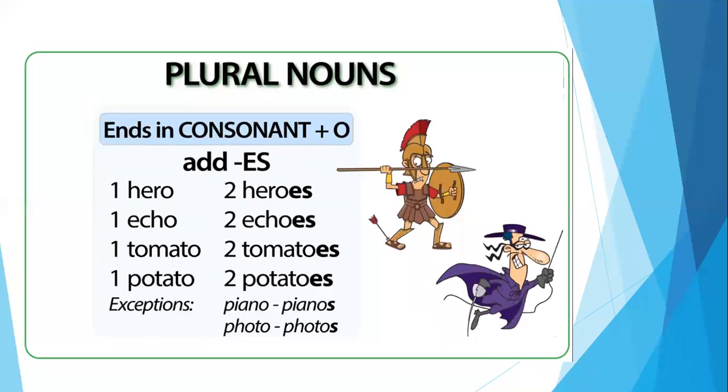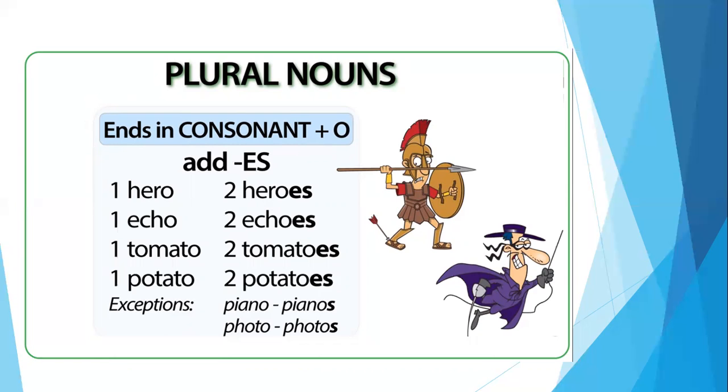When a noun ends in consonant plus O, we add ES to make the word plural. One hero, two heroes. One echo, two echoes. One tomato, two tomatoes. One potato, two potatoes. Here also we have some exceptions.